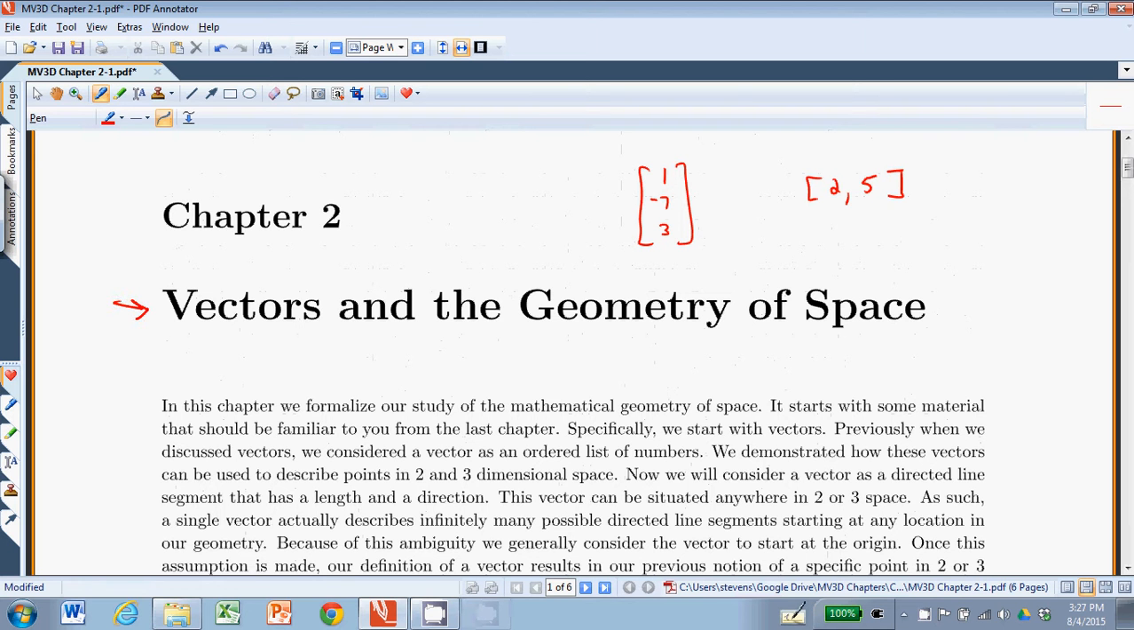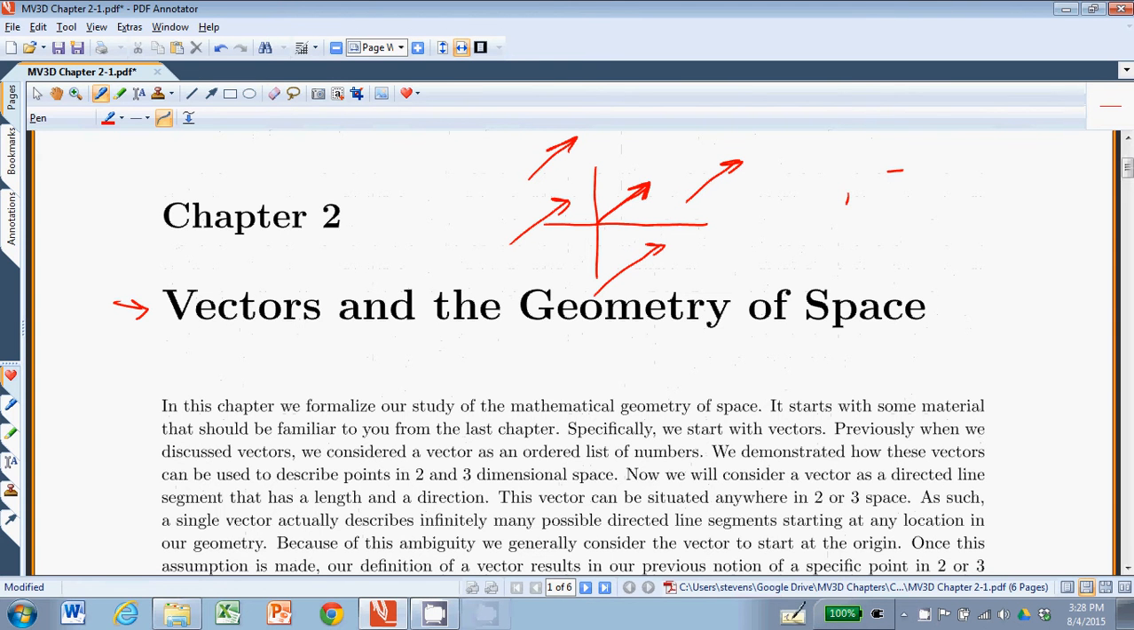In this chapter, when we talk about vectors, we're actually talking about a single representation of infinitely many directed line segments. In other words, suppose I'm in 2D and I have this vector, right? That's a directed line segment. That is equivalent to this vector and this vector and this vector and this vector. So a vector only has a direction and a magnitude, so it doesn't matter where it is. So it actually represents infinitely many directed line segments.